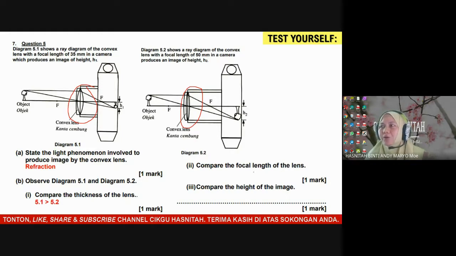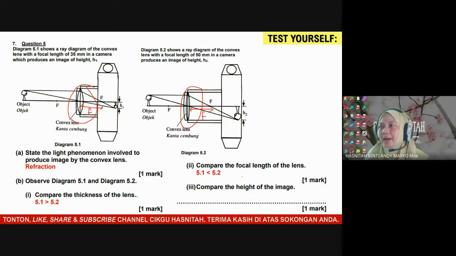Then compare the focal length. Where is the focal length of the lens? This is the focal length, this is F and this is F. Just now we understood that a thicker lens has a shorter focal length, and a thinner convex lens has a longer focal length. So you can write 5.1 is less than 5.2, or the focal length in 5.1 is shorter than 5.2.